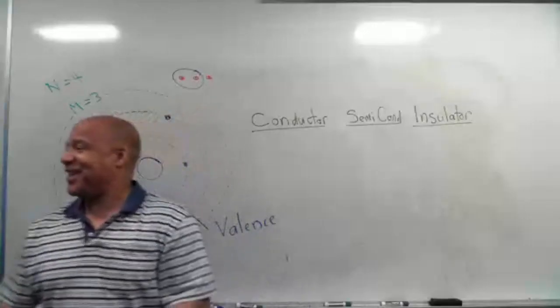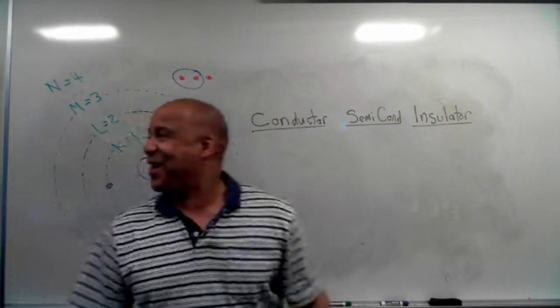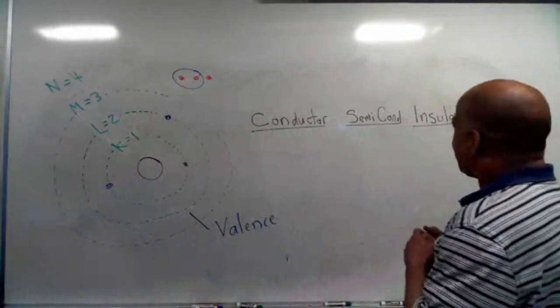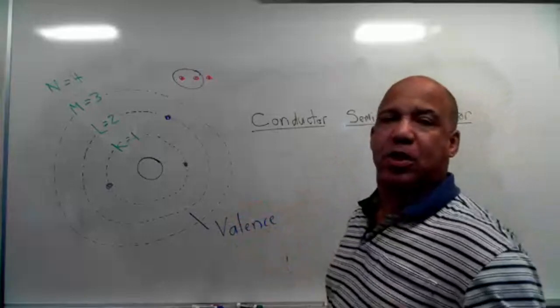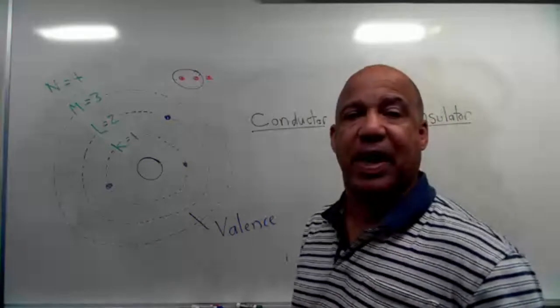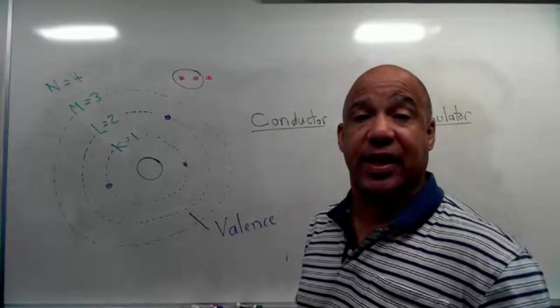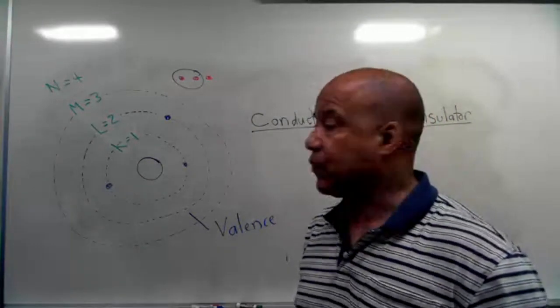Oh, okay. I see you guys have some ideas. So, is it possible to determine if a material is going to be a good conductor, insulator, or semiconductor? And the answer to that question is yes. You can do it if you know the number of valence electrons.